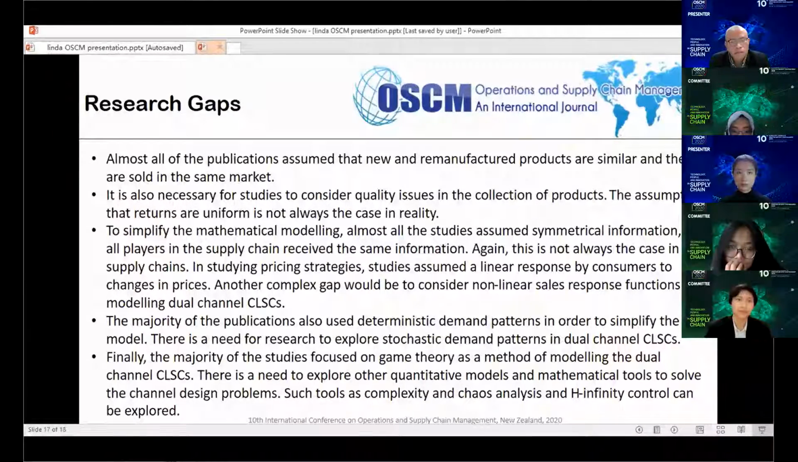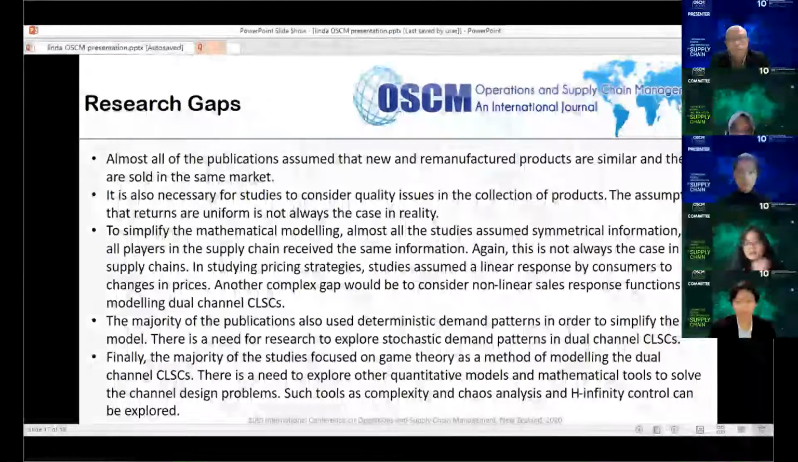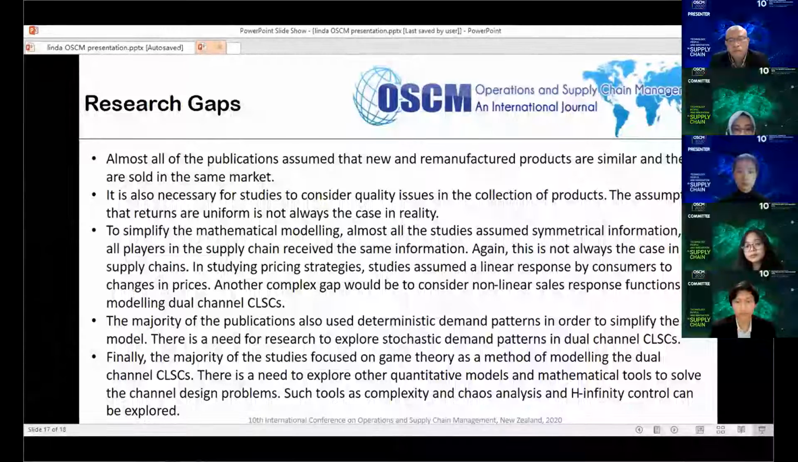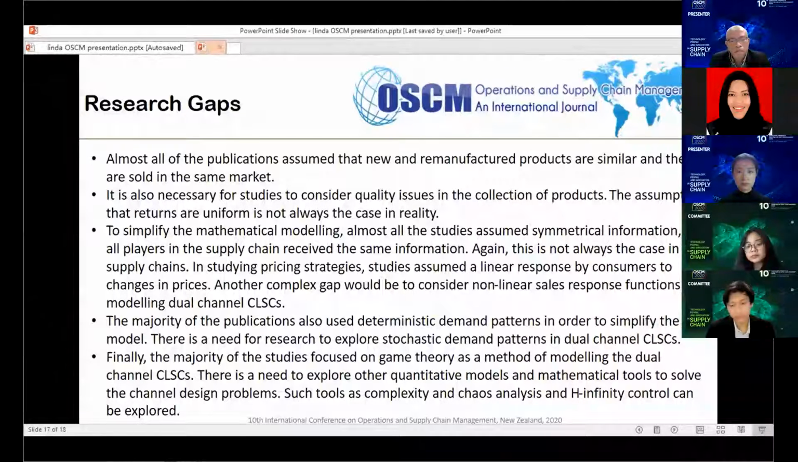Finally, the majority of the studies focused on game theory as a method of modeling the dual channel closed loop supply chains. There is a need to explore other quantitative models and mathematical tools to solve the dual channel supply chain problems, such as complexity and chaos analysis and H infinity control.